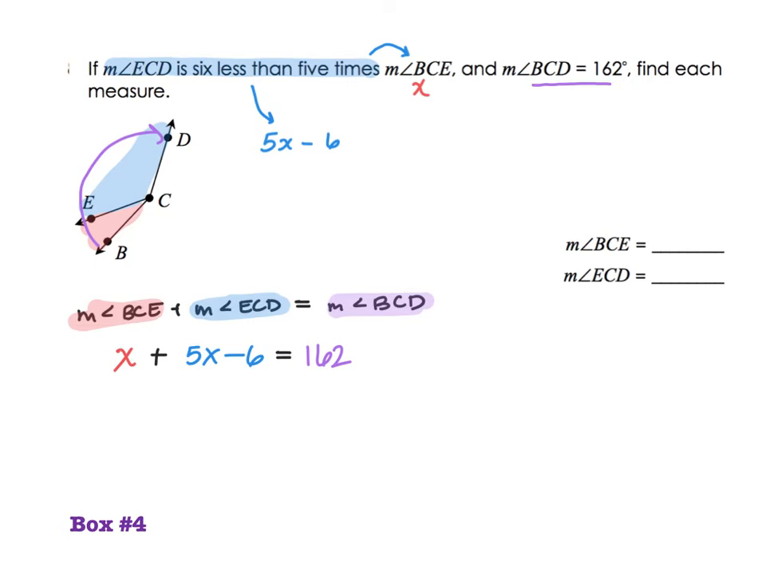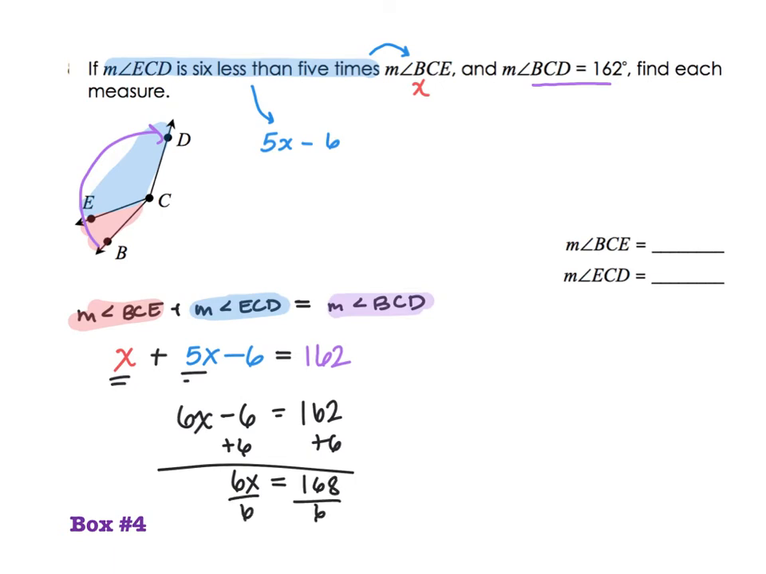Okay, so let's go ahead and solve. Combine like terms. When I combine those two, I end up with 6x minus 6 equals 162. Add 6 to both sides, and we get 6x equals 168. Divide both sides by 6. So 168 divided by 6 gives me x equals 28.